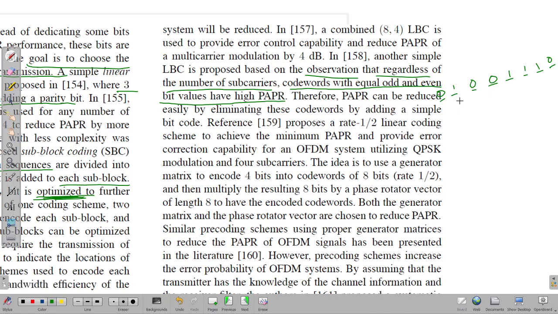Linear block coding can be used in order to change this pattern, this series of zeros and ones which are equal in number. Linear block coding can be used to change this. So I felt it is an interesting observation that regardless of the number of subcarriers, code words with equal odd and even bit values result in a high PAPR. Okay.